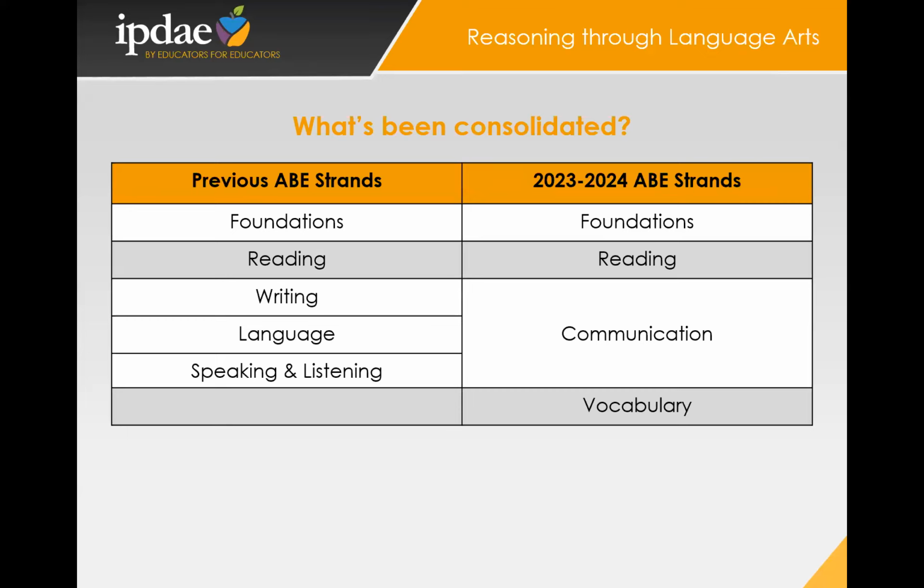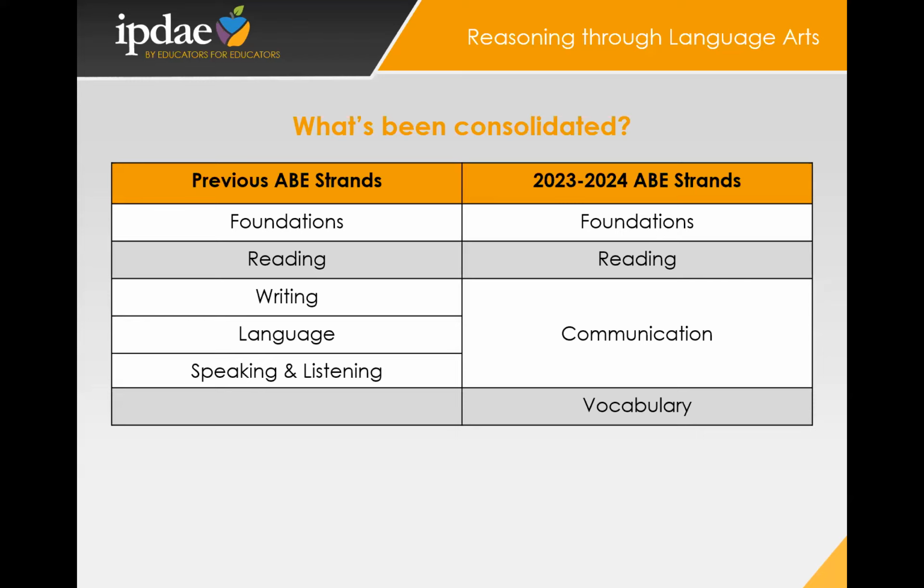So within the standards themselves, there has also been some consolidation. There's not so much of a change in the reading and the reading foundation strands, but there is a combination happening between writing, language, speaking, and listening. So if you're looking for a writing standard, a language or grammar standard, or a speaking and listening standard, you're going to see them all together in one section, bundled under the strand of communication.